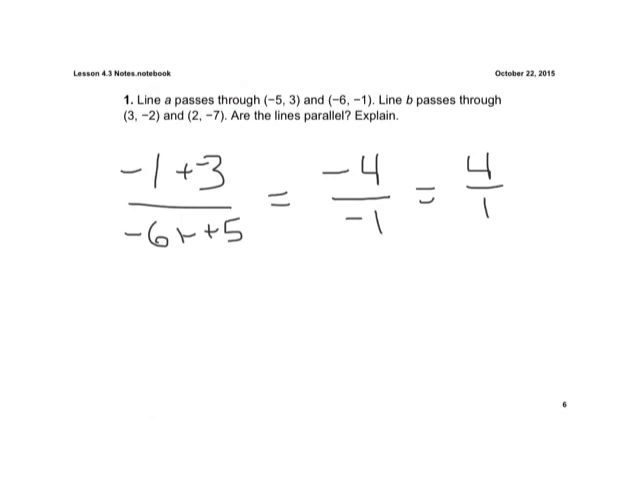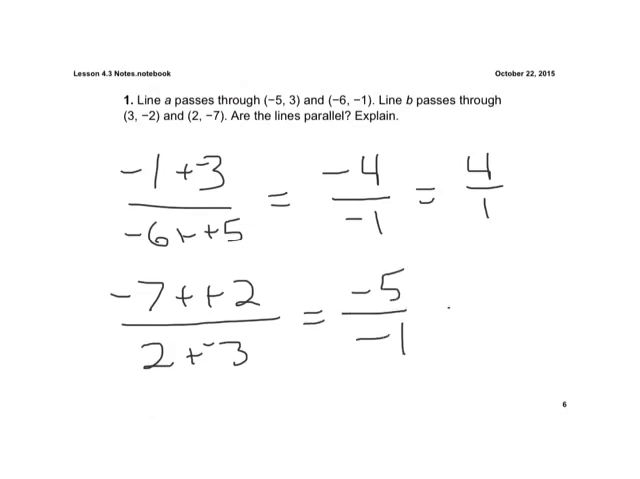Line B passes through these points. So we have negative 7, subtract our y coordinates, over 2 minus 3, keep, change. Equals a negative 5. Oh, these are not the same. So are they parallel? The slopes are different? No, not parallel. They have to have the same slope to be parallel.